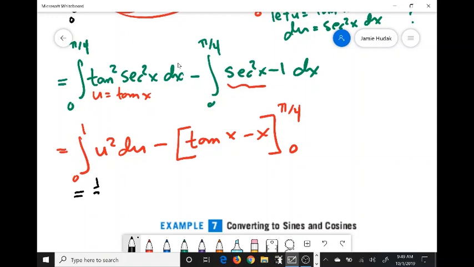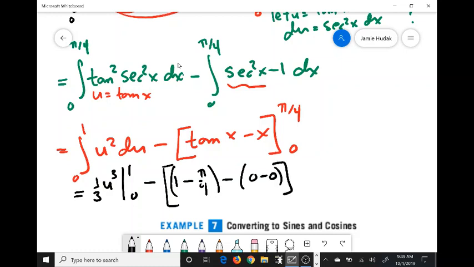And here we have 1/3 u to the third power, 1 to 0, minus, if we plug in pi over 4, we get 1 minus pi over 4, minus 0 minus 0. So our final answer is 1/3 minus 0, and then we have minus 1 plus pi over 4. And we can combine these, and we get pi over 4 minus 2/3 as our final answer.